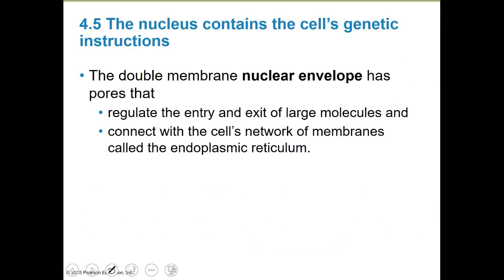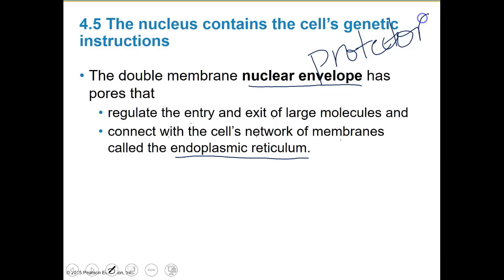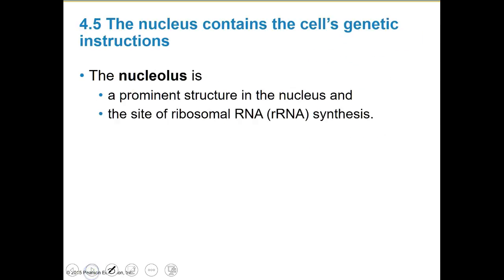Okay. The next thing we'll have is a double membrane nuclear envelope. It has pores that regulate entry and exit of large molecules, and it connects to the cell's network of membranes called the endoplasmic reticulum. So it's going to connect with our ER that we'll talk about in a minute. But this is kind of the protector of the nucleus. It's kind of the fortress around the nucleus, keeping it safe.